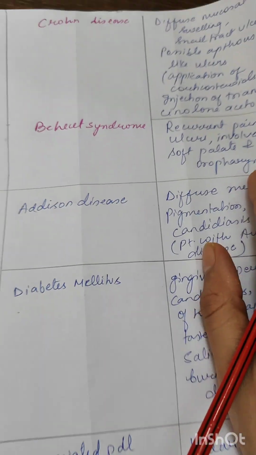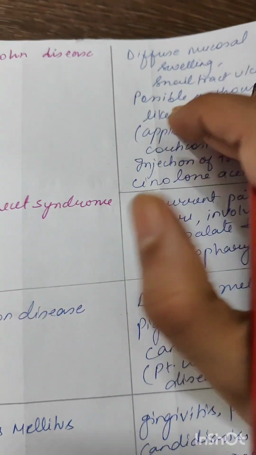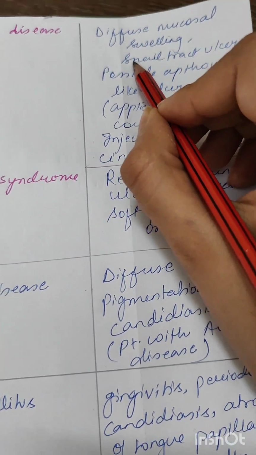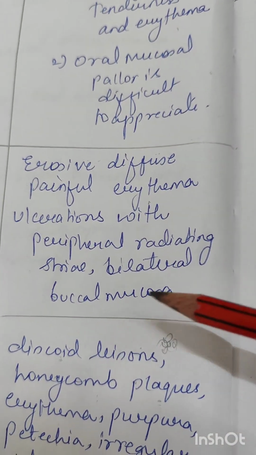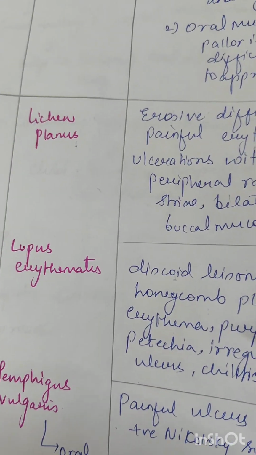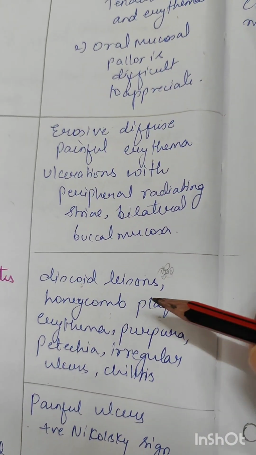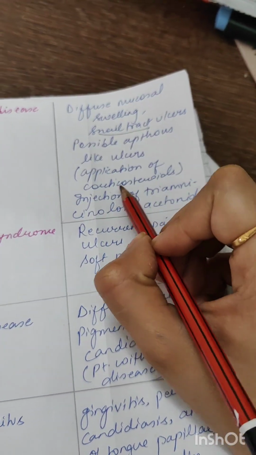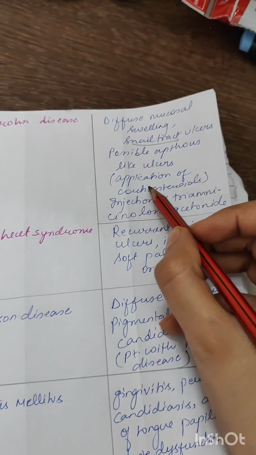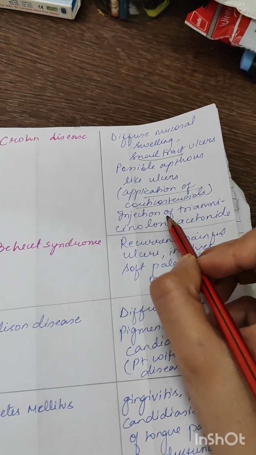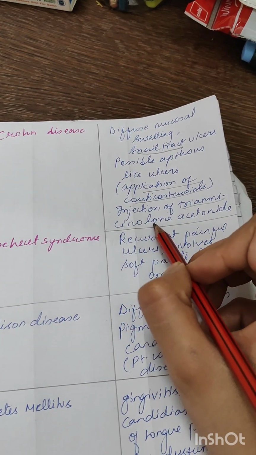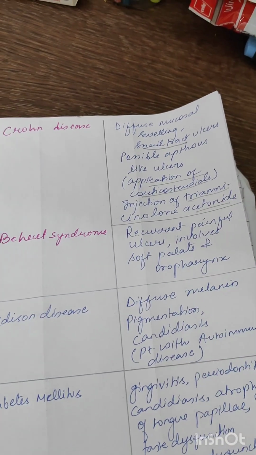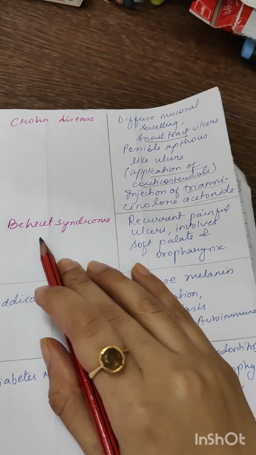Next is Crohn's disease. In Crohn's disease, there is a diffuse mucosal swelling, and snail track ulcers will be present. In lupus erythematosus there was a honeycomb type of lesion, and in Crohn's disease, snail track ulcers are present, with possible aphthous-like ulcers. Now, what is the treatment for Crohn's disease? Application of corticosteroid or injection of triamcinolone acetonide.